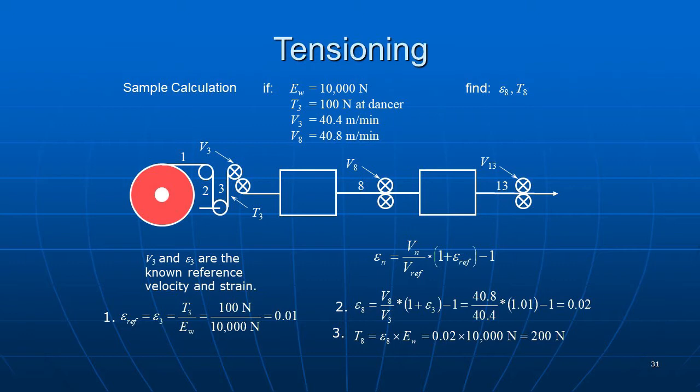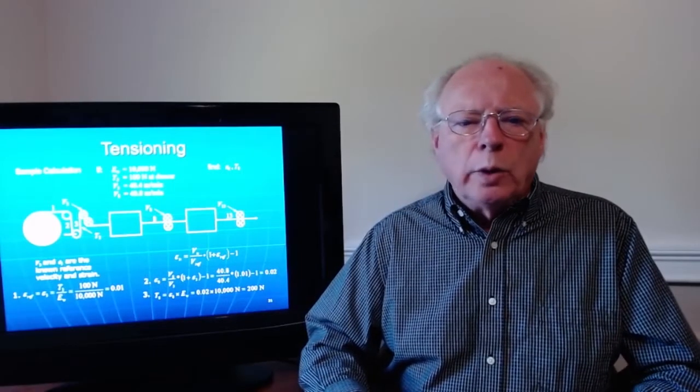And as the velocity of roller 8 divided by the reference times 1 plus the reference strain, minus 1. And we can fill in those numbers and we can calculate the strain in span 8 as 0.02, 2%. And then tension is that 0.02 times our web modulus of 10,000 newtons, which is 200 newtons. And so we can calculate.